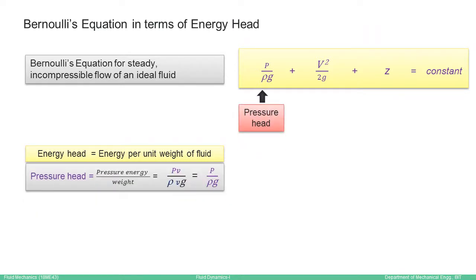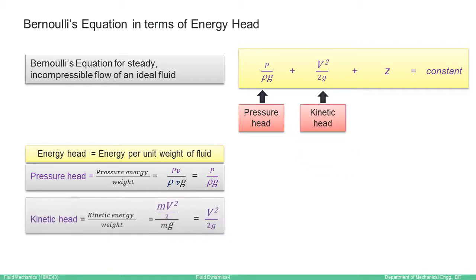The first term, P by rho g, is obtained from pressure energy by weight. So pressure energy or flow energy, P into V, divided by weight reduces to P by rho g. So we can call that the pressure head. And the next term is called kinetic head, which is the ratio of kinetic energy to the weight of the fluid. Half m v square by m g is equal to v square by 2g. m g is the weight of the fluid element as we know it.